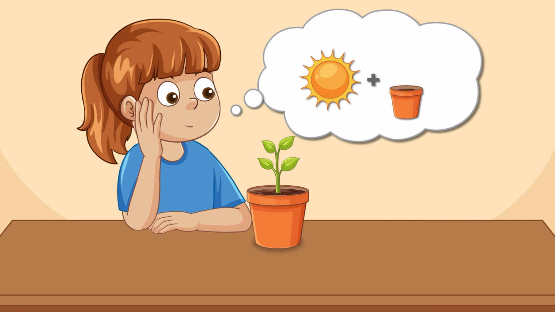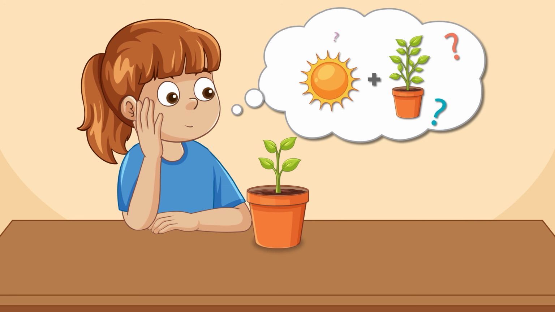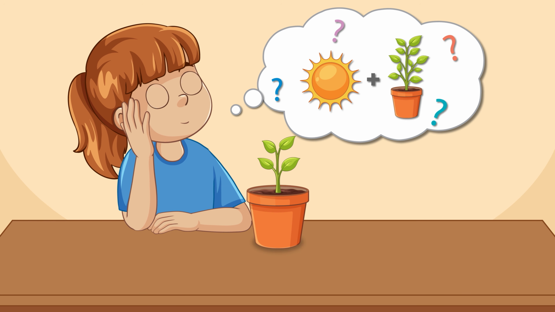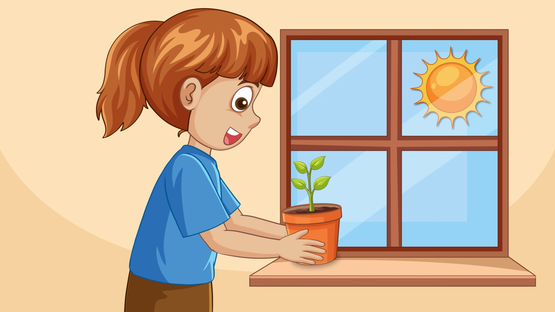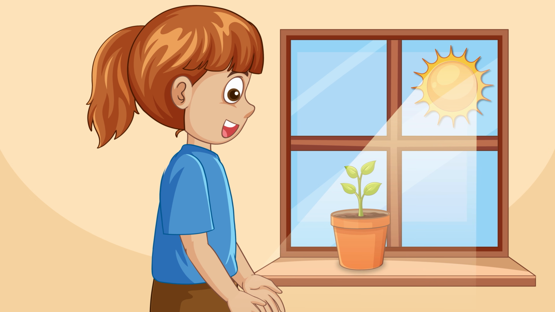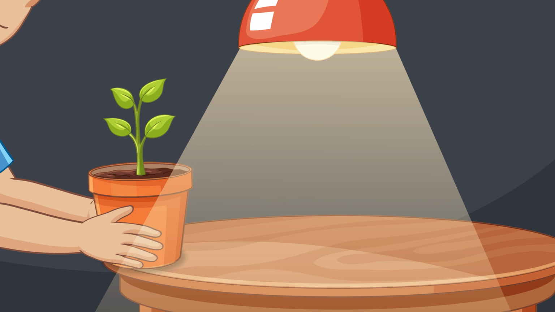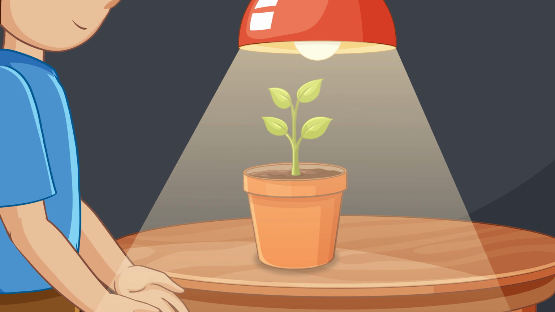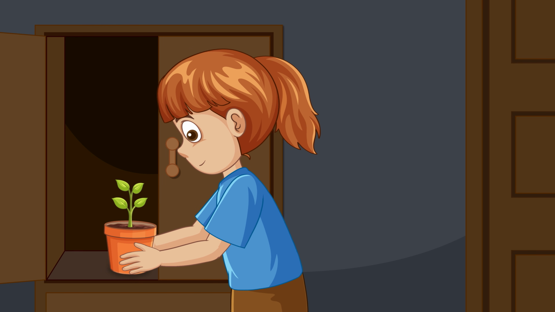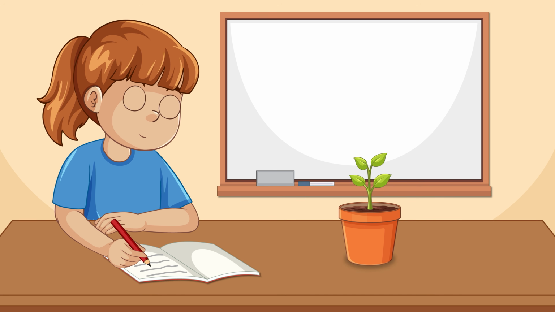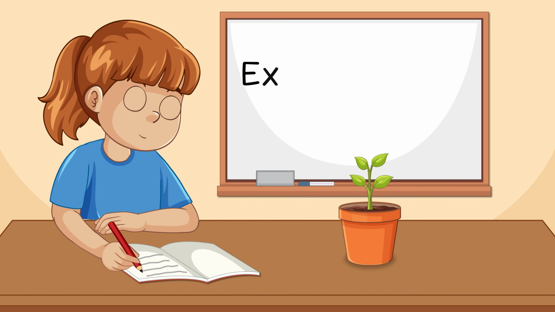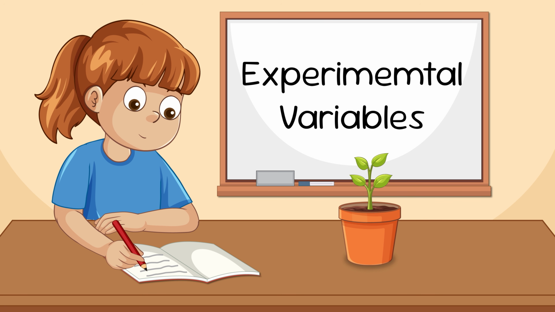A student wants to find out whether the amount of light a plant receives affects how tall it grows. She sets up 3 identical potted plants, one in normal sunlight, one under a bright grow lamp, and one in a dark cupboard. But to get a reliable answer, she needs to design this experiment carefully.